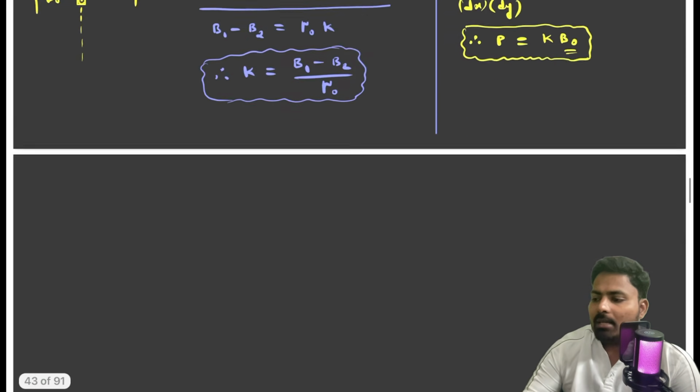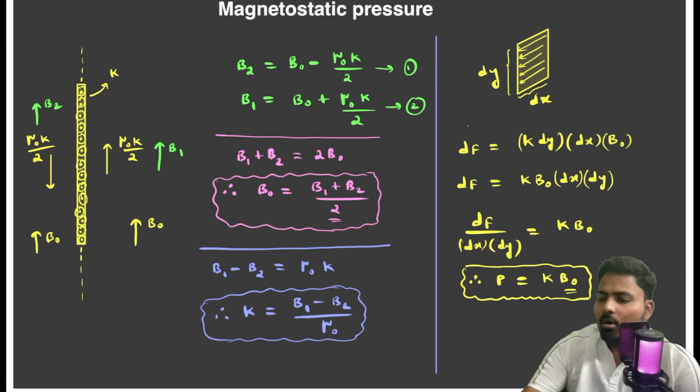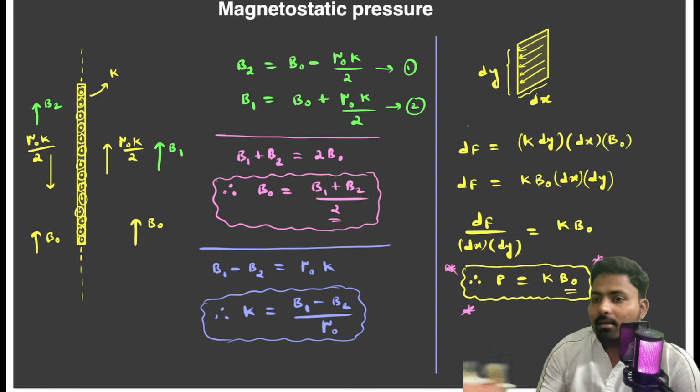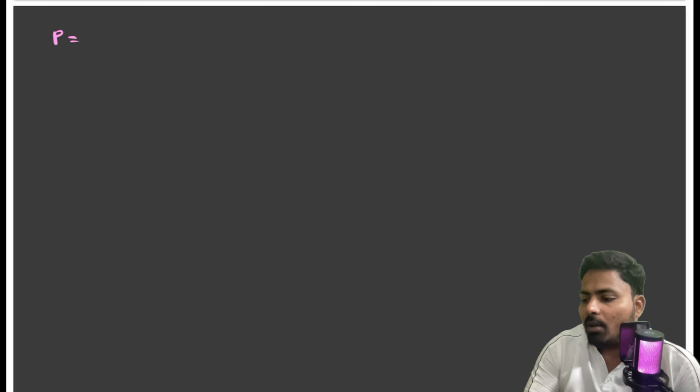But I'm just changing this formula a bit. Why? Because, as I said, in the questions they might not be giving this k, or they might not be giving this external field. If these two are given, then directly the answer is k b naught. Okay, there is no doubt on this. So this is the final result. But let's say instead of this, we know the net magnetic fields on either side of the sheets. Then this formula, the pressure formula k b naught, I'm going to change a bit.